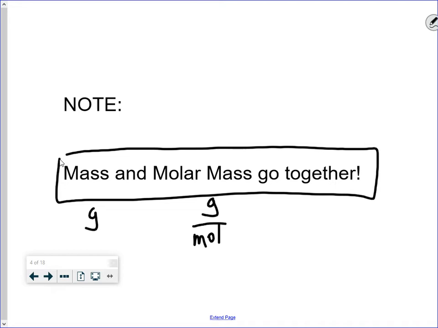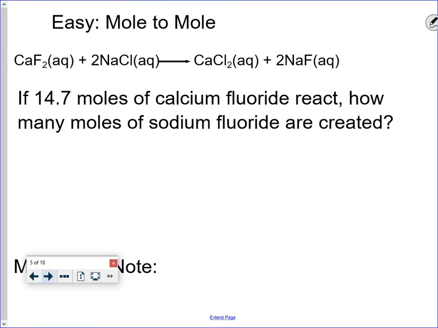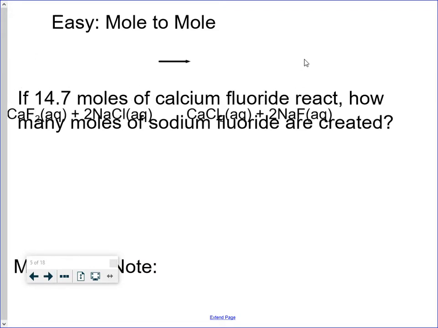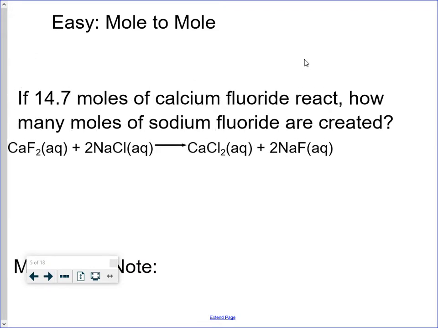Okay, let's try the first one. So mole to mole reactions are the easiest, but some kids forget how to do them and they try too hard. So here's the first reaction. This one, everything is balanced, everything is given to you, okay? So it says if 14.7 moles, you know, I'm just going to change this around so it kind of looks like the note pack that goes with this.